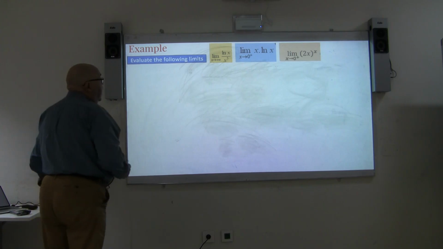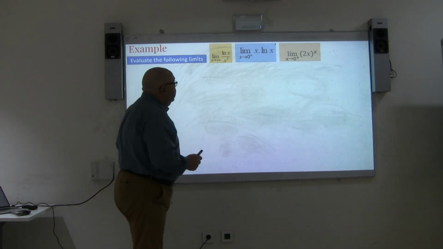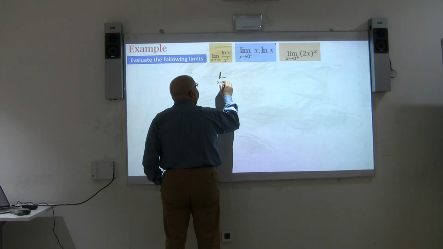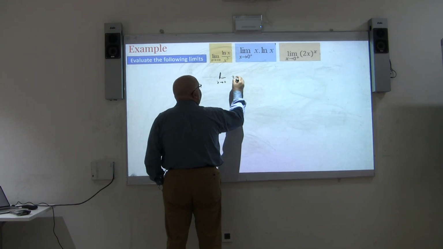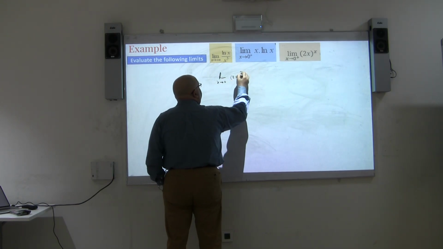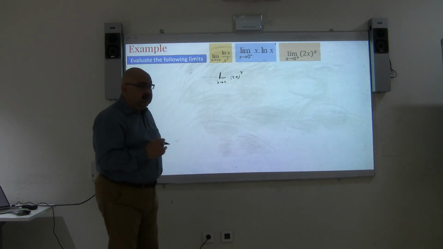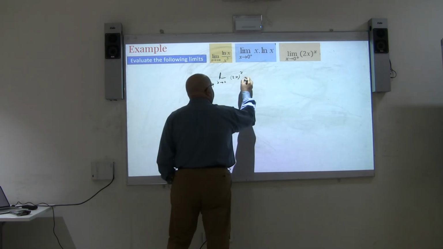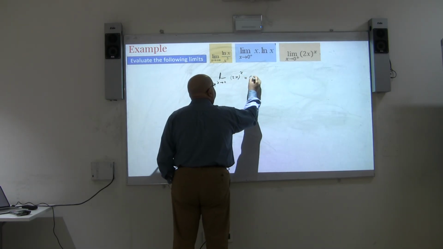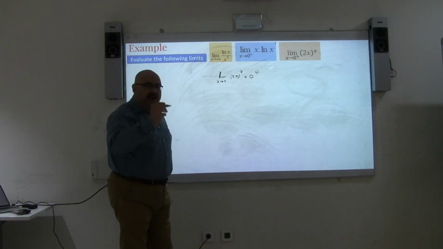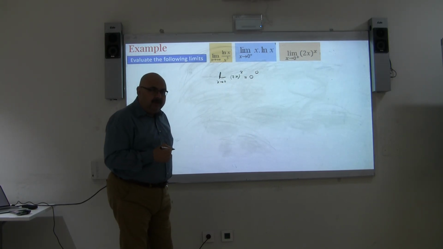So simply, I have the limit of x tends to 0 of 2x to the power of x. Of course, it's a 0 positive, but still it's a 0. So if I try to make the substitution, you will find it's 0 to the power of 0, which is also one of the undefined quantities that I told you about.